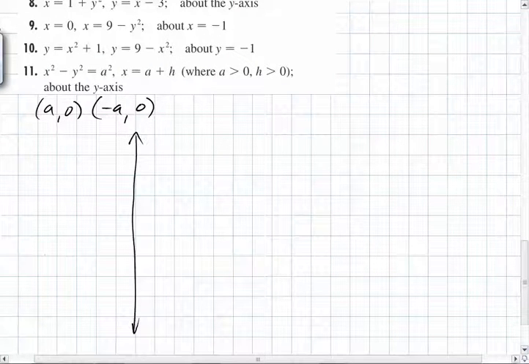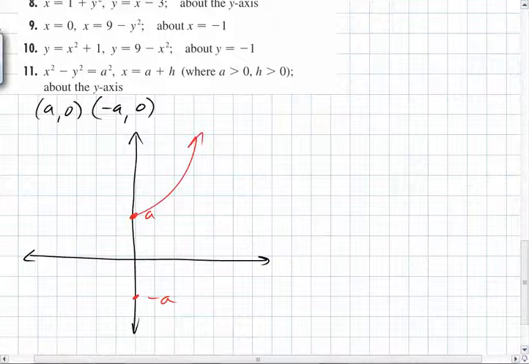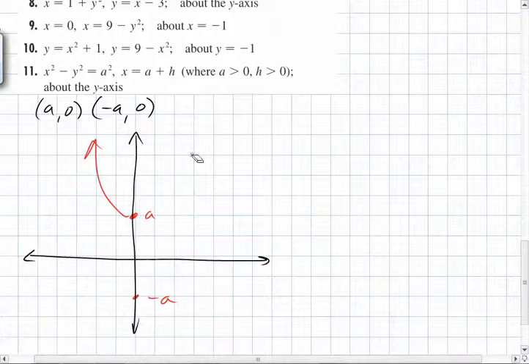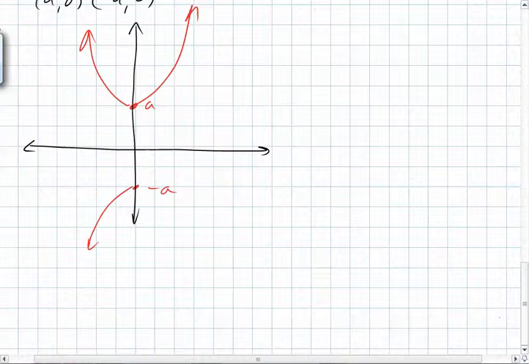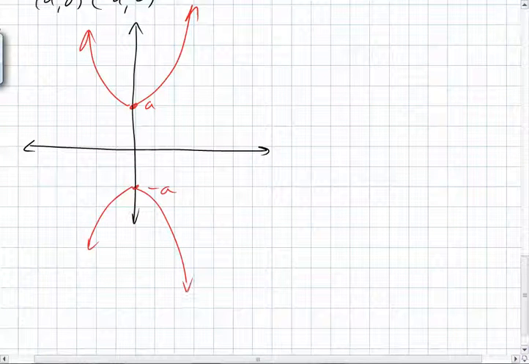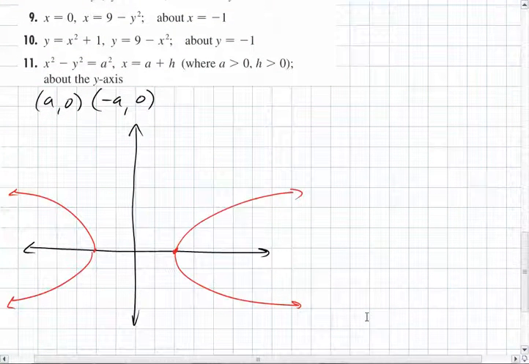That's correct. So we know that the y-intercepts are a and negative a. So what direction do these parabolas go, up or down? The top one goes up, and the second one goes down. Good job. They go away from each other. So you have this, and this, and this, and this. Not bad. We corrected our mistake.